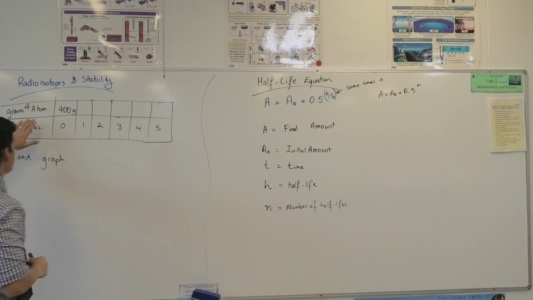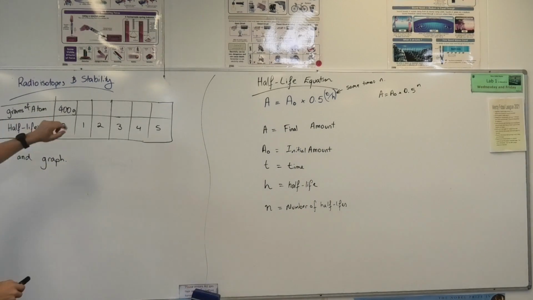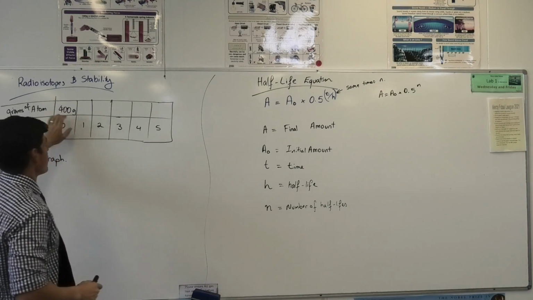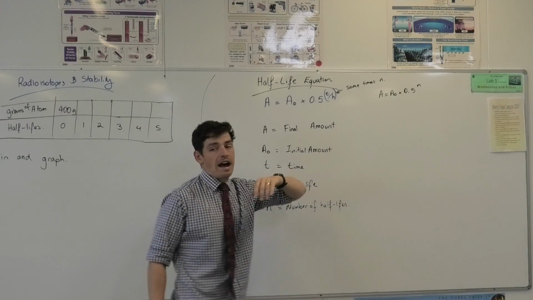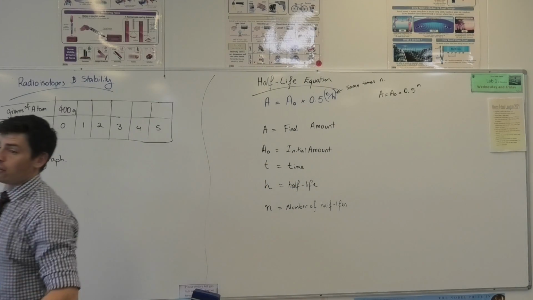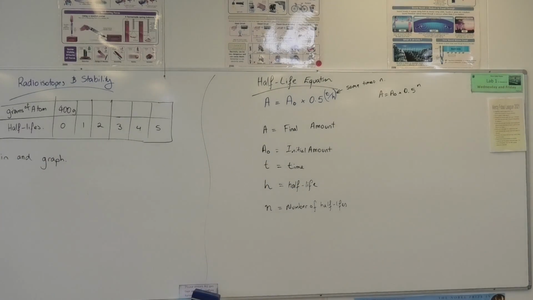So I should be able to ask you here, given we started with 400 grams, tell me the amount that we would have after 10 half-lives. Use the equation to find the answer. You will need to use your calculator.